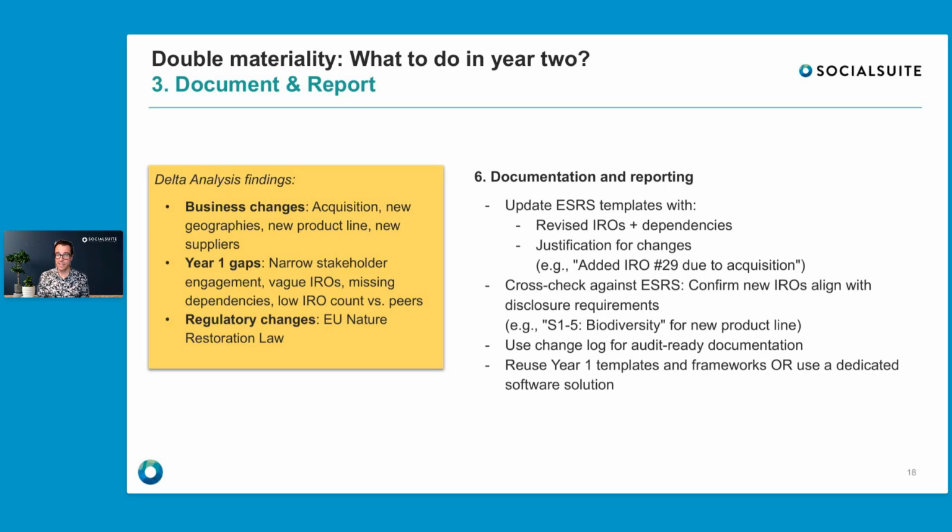Then you want to cross-check against the ESRS. Make sure that your new IROs still align with disclosure requirements. As you know, ESRS has topic standards. Topic standards have disclosure and application requirements, and under those are data points. So for new IROs, you need to work out what topic standards they're linked to, what DRs and ARs they're linked to, and what data points, the DPs, you now need to disclose on. For instance, in your change log you may say, "S1 to 5 biodiversity been added because there's a new product line and the IROs related to that." So that change log for audit-ready documentation is extremely important.